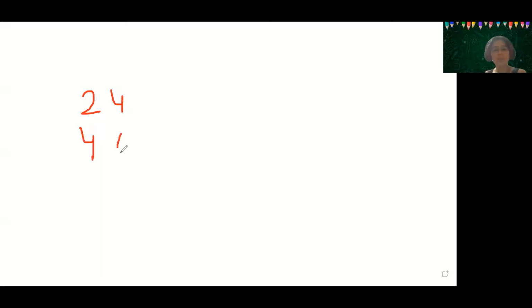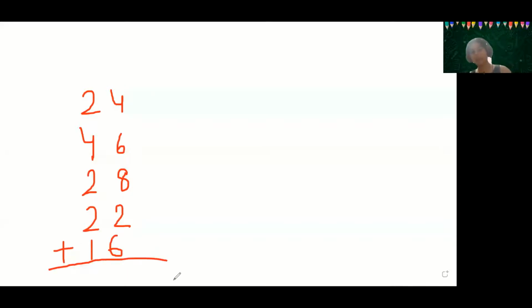24, 46, 28, 22, 16. Now, the best thing is when you see two numbers that give you 10, either direct or indirect complements, cut them and put a dot in the next place value. Now see, how do we do it? 4 and 6 is 10. Immediately put a dot. 4 and 6 is 10.